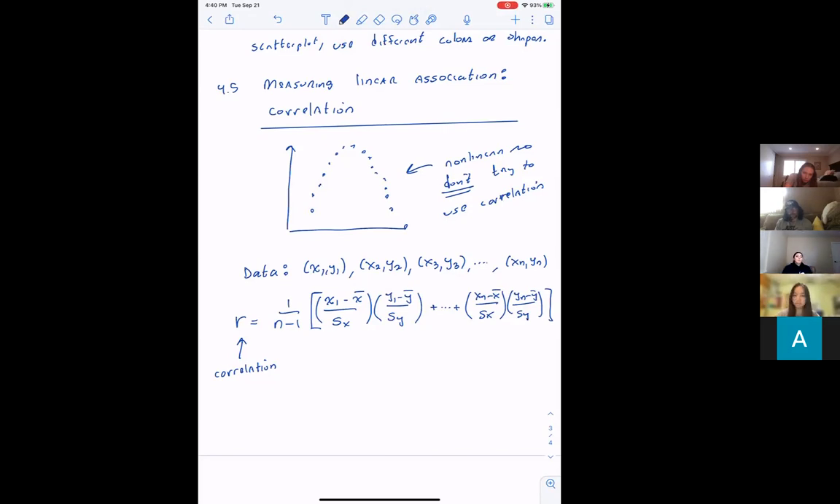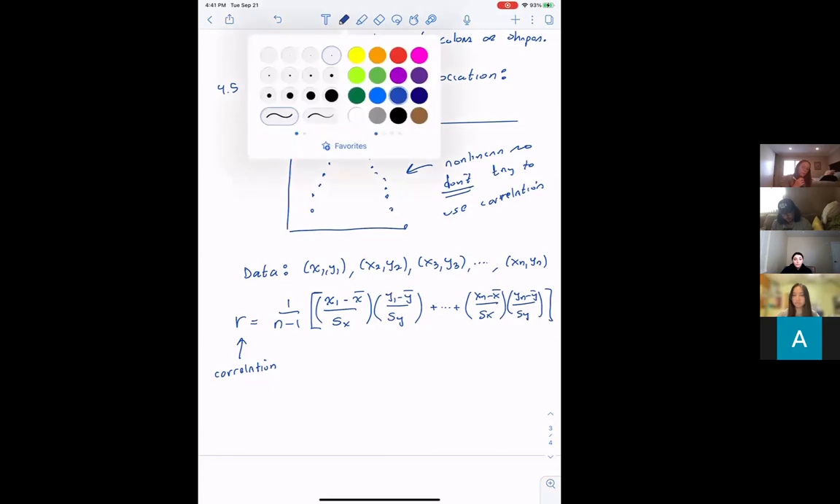Personally, I would not want to do this by hand. So what we're going to do is we're going to do an example from the book and do it on our calculator.